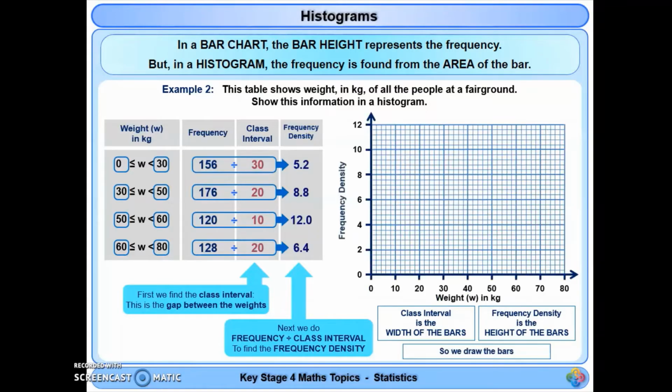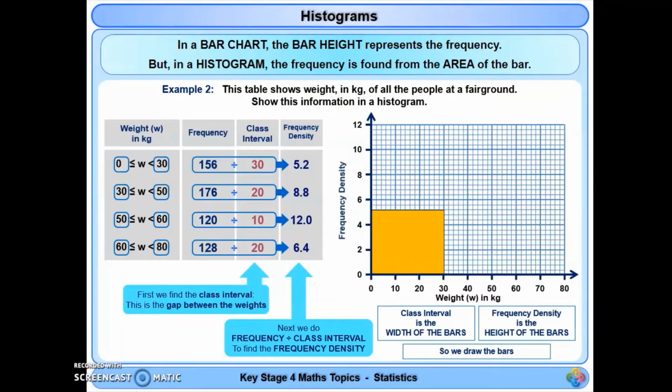Here's my graph paper. Notice that up my y-axis, I've labeled it frequency density. That always goes up the y-axis, and I've gone from 0 to 12 because 12 is my highest frequency density. And my data goes from 0 to 80. So again, the x-axis labeled as weight is going from 0 to 80. My first bar will have a class interval of 30. We'll go from 0 to 30, and it has a frequency density of 5.2. So my first bar looks something like that.